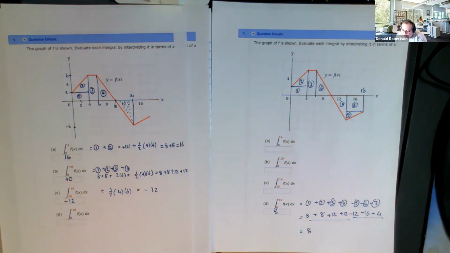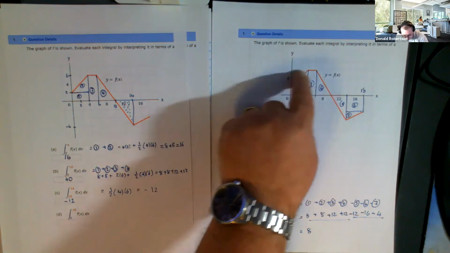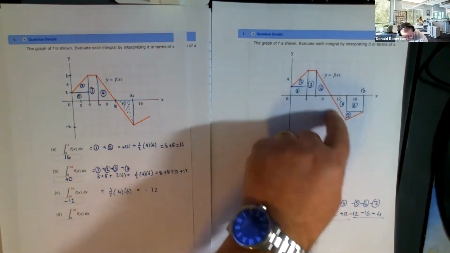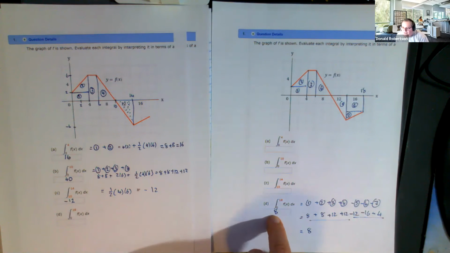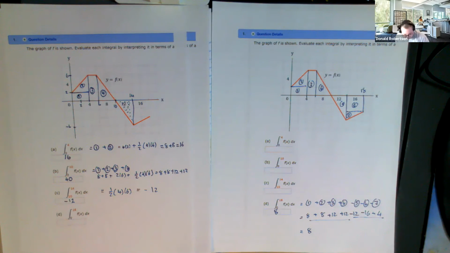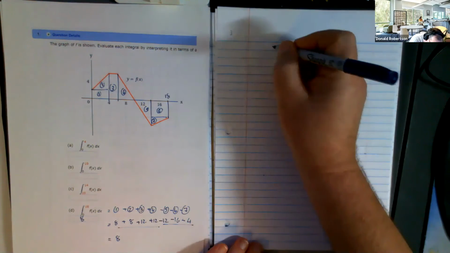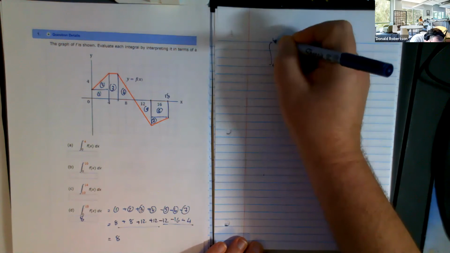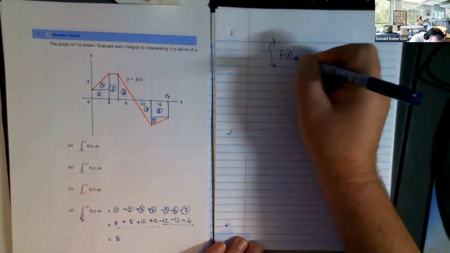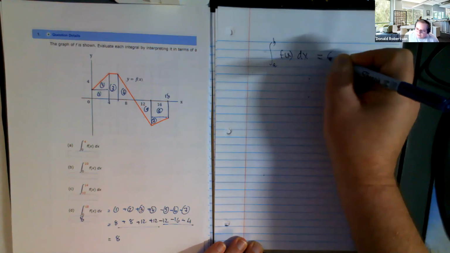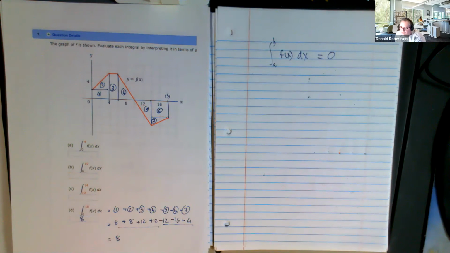Pause for a minute to let that sink in. A big chunk of pluses, a fairly big chunk of negatives. Net effect, 8. Is it possible for you to find an integral from a to b of some function and get the answer 0? Could the net area be 0?